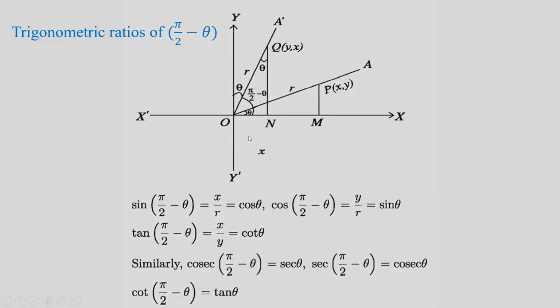Okay, similarly tan of pi by 2 minus theta is equal to height by base. Here height is QN and base is ON. Here height is x and base is y. Therefore we can write height by base is equal to x by y, and we can write this ratio from this triangle as cot theta. Okay, similarly we can write cosec of pi by 2 minus theta is equal to sec theta, and sec of pi by 2 minus theta is equal to cosec theta, and cot of pi by 2 minus theta is equal to tan theta. Clear?